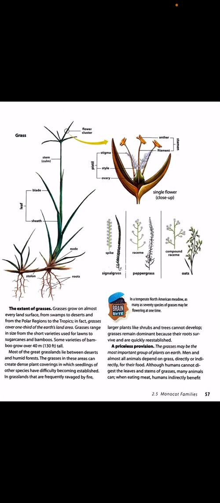The extent of grasses. Grasses grow on almost every land surface, from swamps to deserts, and from the polar regions to the tropics. In fact, grasses cover 1/3 of the Earth's land area. Grasses range in size from the short varieties used for lawns to sugar canes and bamboos. Some varieties of bamboo grow over 40 meters or 130 feet tall.